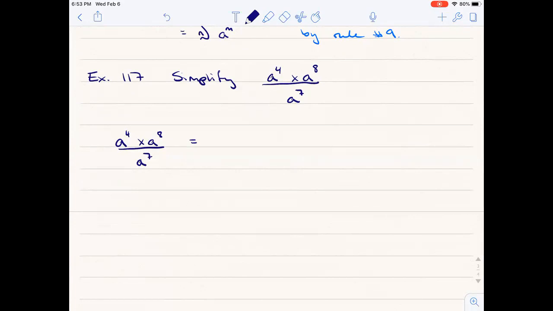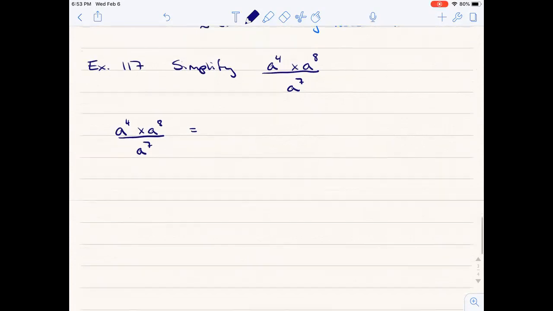There's lots of ways that we could go about doing it, right? Because we're just multiplying and dividing. So we've got options. We could simplify the numerator first, right? Or we could bring up the a to the 7 to the top. What I'm going to do is simplify the numerator and then I'll bring up the a to the 7. But you could do it in kind of one swoop if you wanted to.